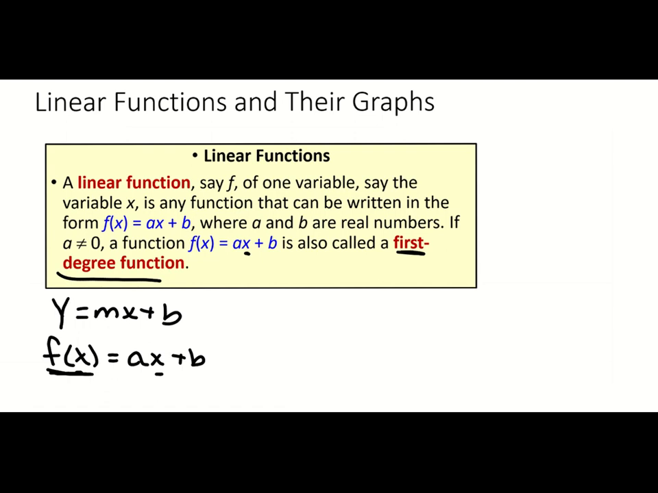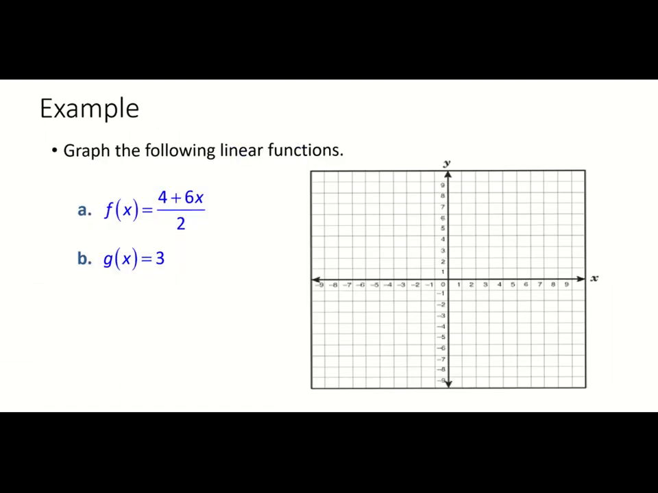It really is just like your y coordinate, and it just means when they have this notation, we know it's a function, it passes the vertical line test. All right, so here we're just going to graph two linear functions. Our first one is f of x equals 4 plus 6x all divided by 2.